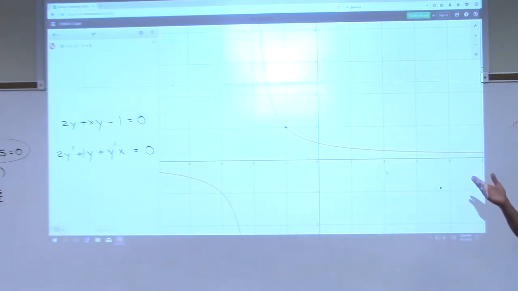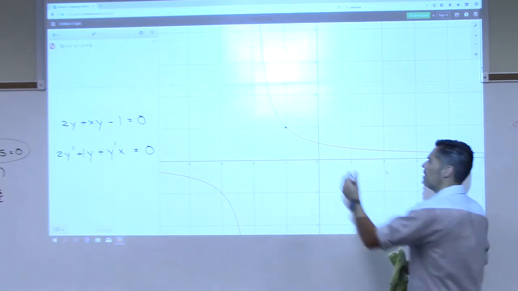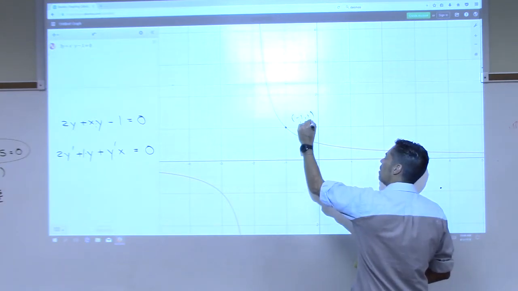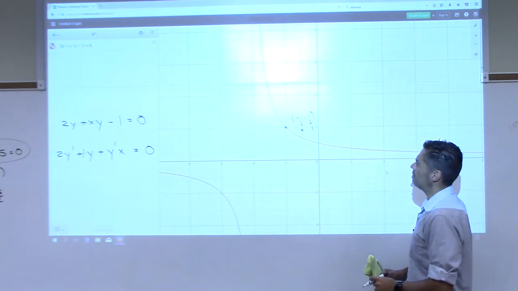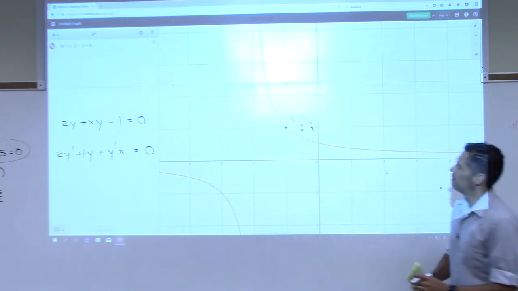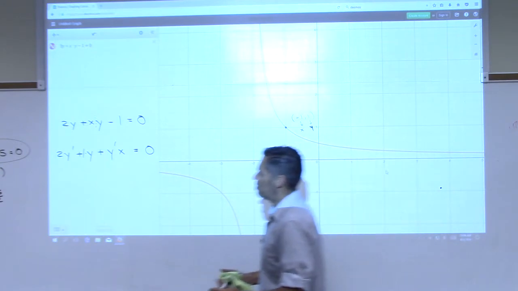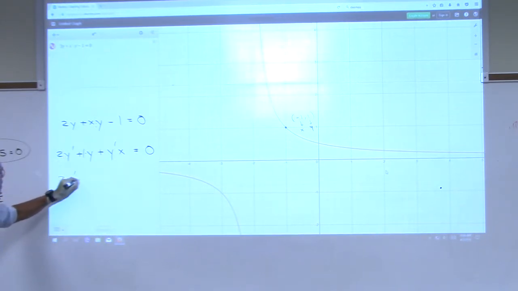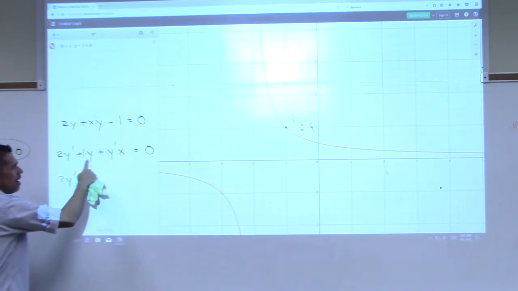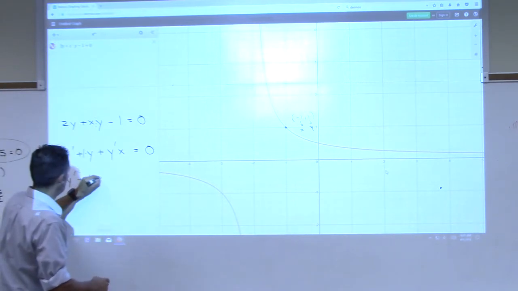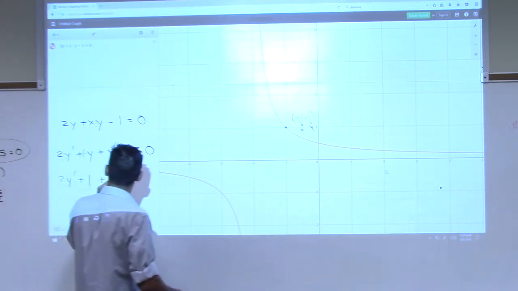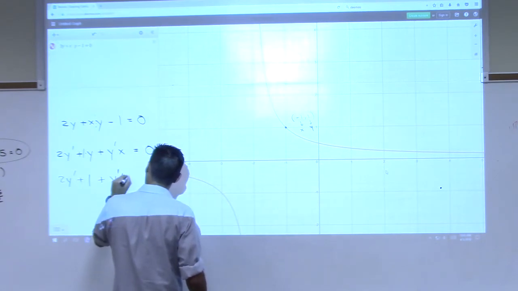Okay, I'm going to just plug in the point. Remember, the point here was the point -1, 1, right? So I'm going to replace all my x's with -1, all my y's with 1. Okay, so am I going to replace y prime here? No, that's what I'm trying to solve for. So I'm going to have 2y prime plus, this is y. What's y? 1. And then plus y prime times x. What was x? -1, so y prime times -1 equals 0.